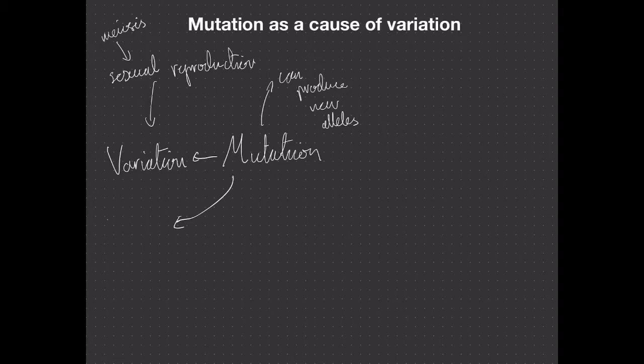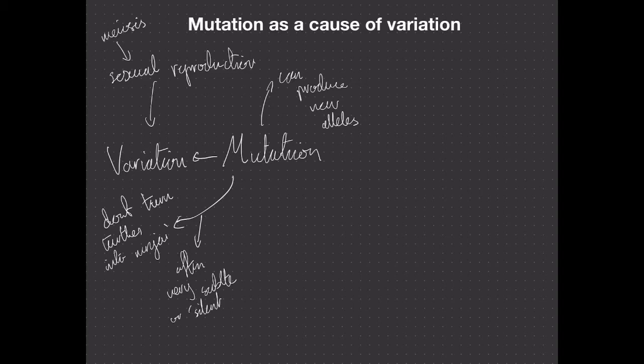Mutations don't turn turtles into ninjas. They're often very subtle, or referred to as silent. Mutation can occur naturally during DNA replication, where there is an error and it results in a change in the order of our base pairs.